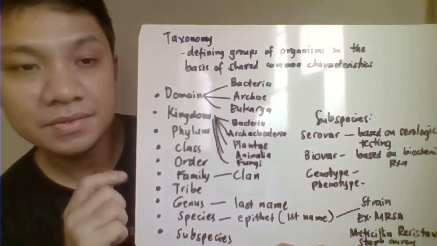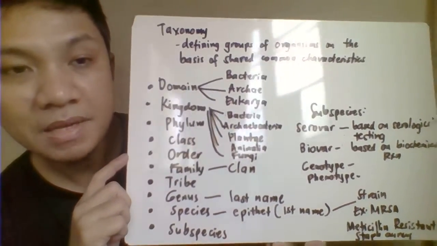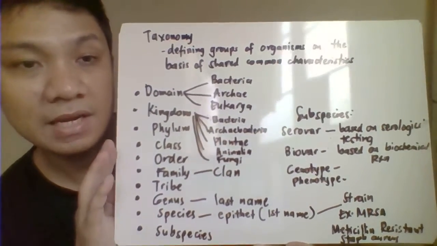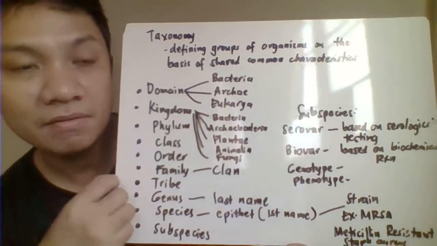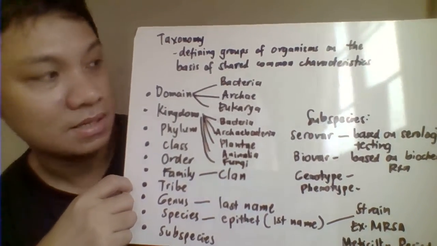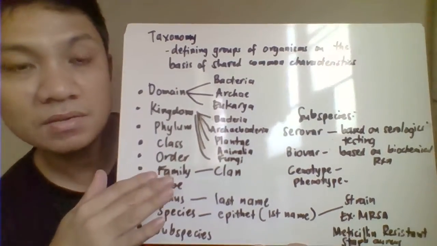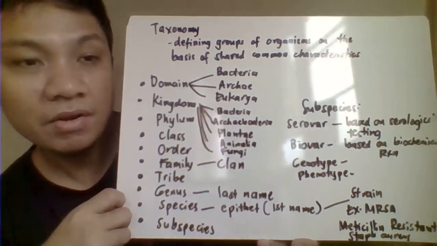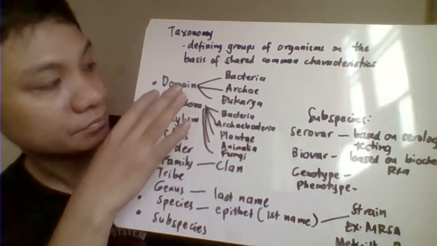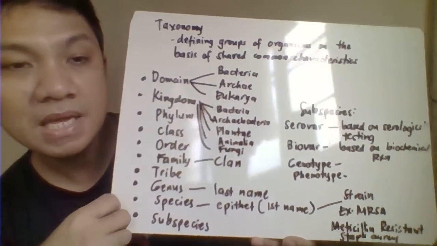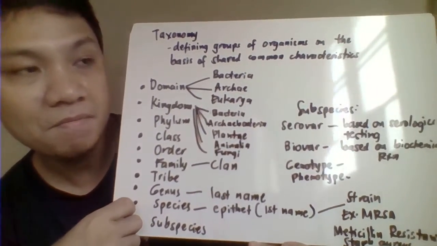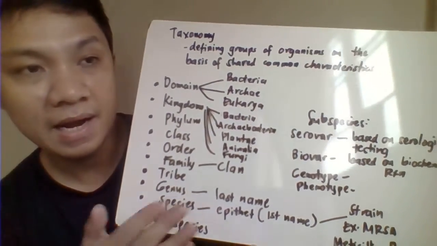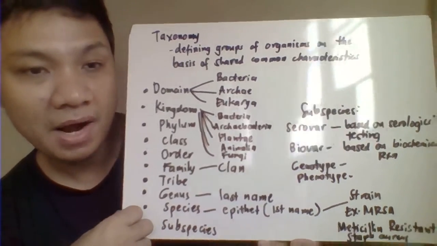Okay, then we have the taxonomy. Taxonomy is just a classification of your microorganisms, or specifically your bacteria, on the basis of their shared characteristics. It is a hierarchical organization of your different organisms, including your bacteria. We start with the biggest organization, the domain. The domain could be classified as either bacteria, archaea, or eukarya.